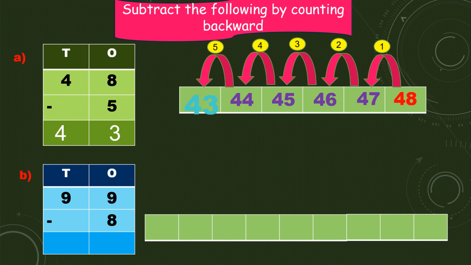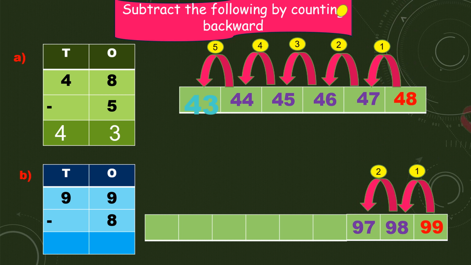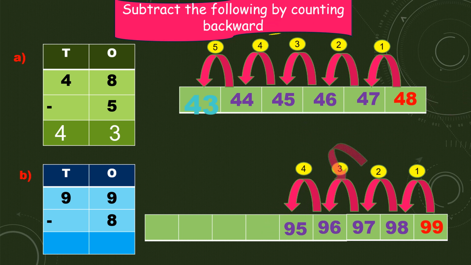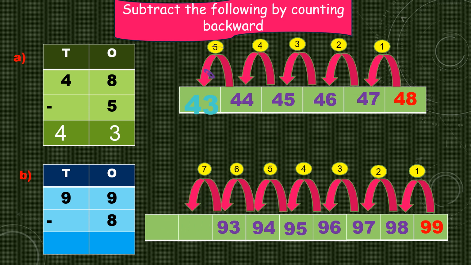Here we have made use of a paper strip to count backwards. Okay. Second, B part, 99 minus 8. We have to count 8 steps backward. Starting from 99, in the first step we will reach 98. Then in the second step 97. Then in the third step 96. Fourth step 95, and fifth step 94. Sixth step 93. Seventh step 92, and the eighth and last step we reach number 91. So 91 is our answer.